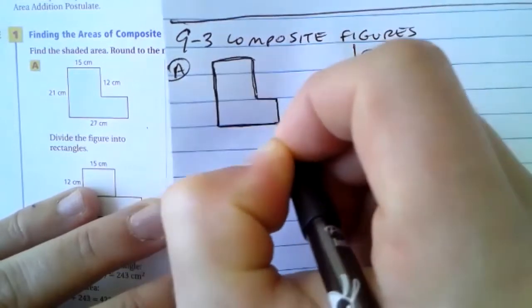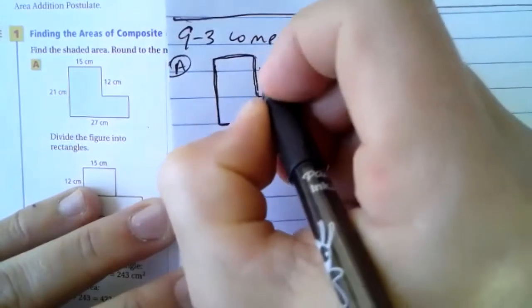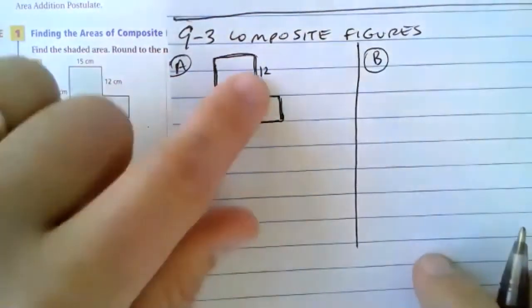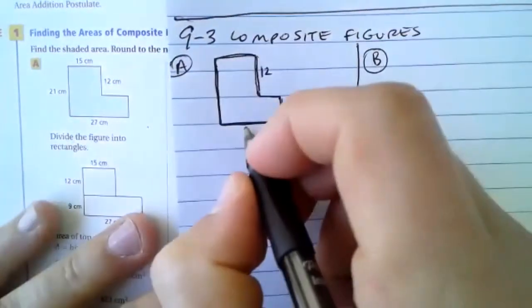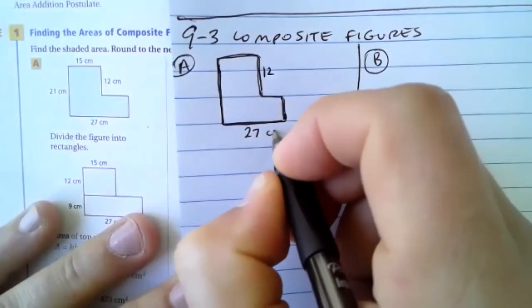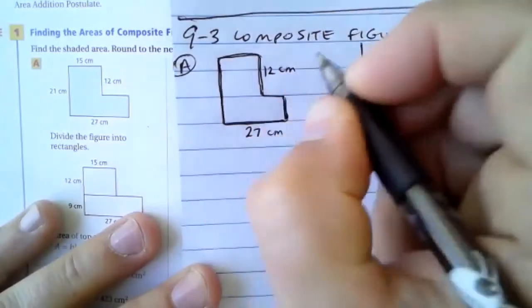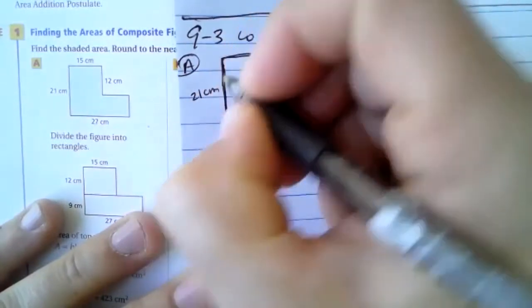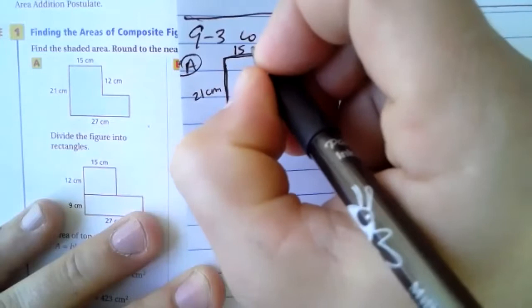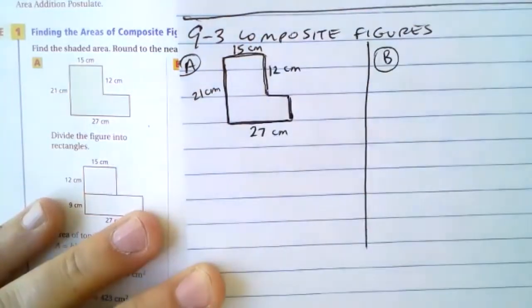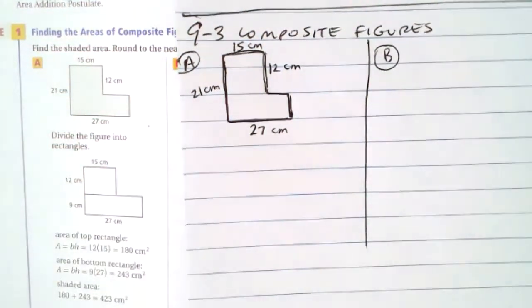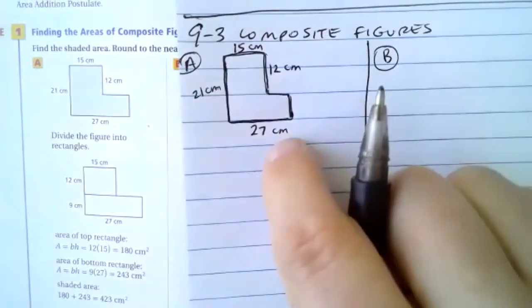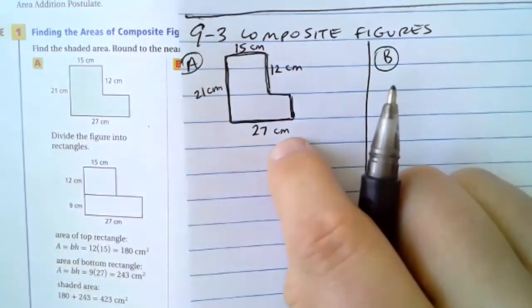So, all right. So this side right here is 12 from here to here. This side is 27.